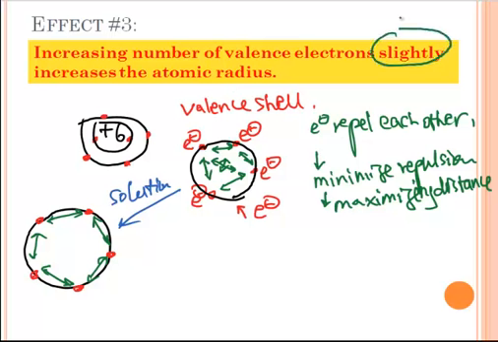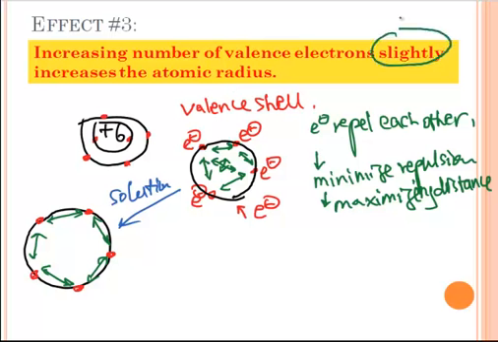Is effect number 1 here? No. Both of them have 3 rings. Is effect number 2 here? No, because the nuclear charge, the plus 17, never changed. Is effect number 3 here? The answer is yes. Now you have 8 valence electrons, while this one has 7 valence electrons. Remember, as the valence electrons increase, the size increases slightly. So in this case, the chlorine atom is slightly smaller than the chloride ion.